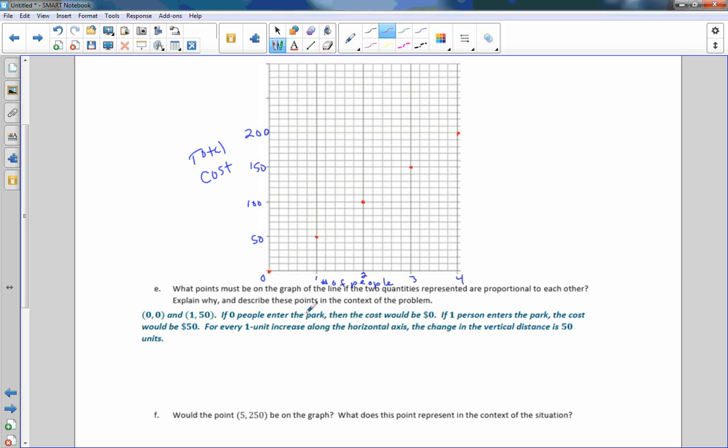So if 0 people enter the park, then the cost will be $0. And if 1 person enters the park, the cost will be $50. For every 1 unit increase along the horizontal axis, the change in the vertical distance is 50 units. So if I go over 1, I'm going up 50 more. Go over 1, going up 50. Go over 1, going up 50.